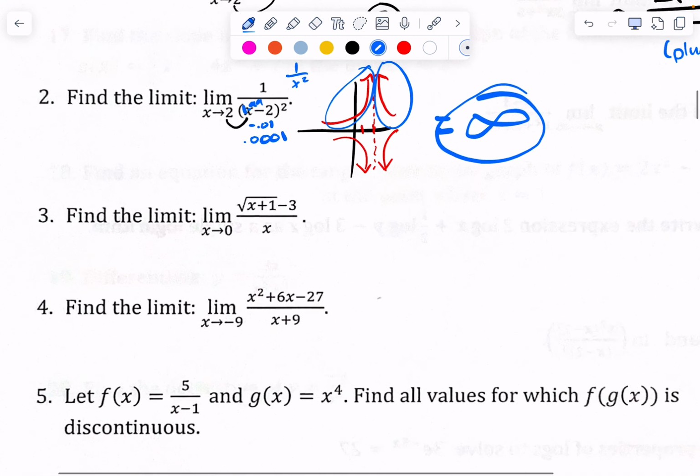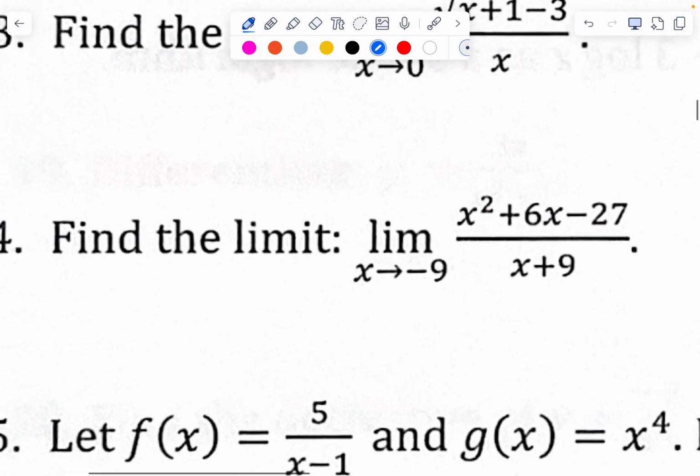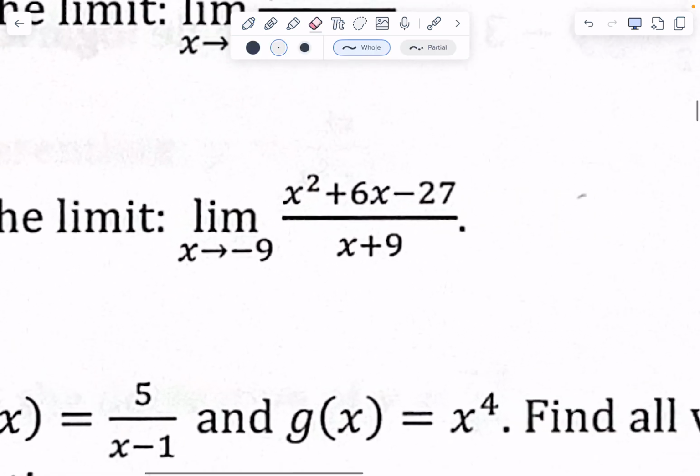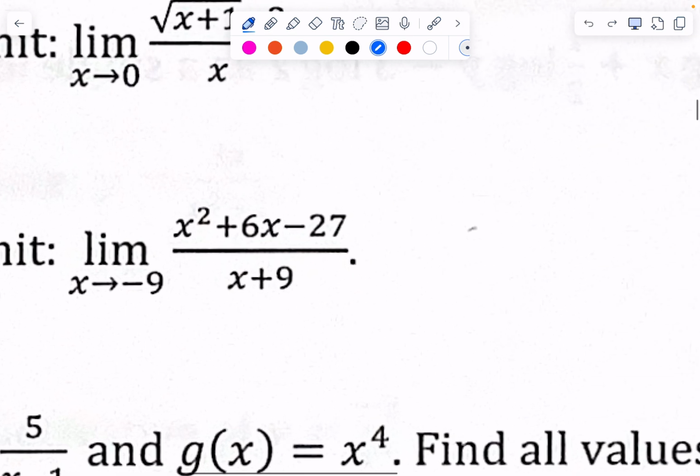Let's skip down to 4 real quick. Okay, can I plug in negative 9? No. Is there a VA at negative 9? Potentially. It looks like there is, right? Because if I set this equal to 0, it looks like there's a VA. But it could be a hole instead, depending on what this thing looks like, right? So what do we do?